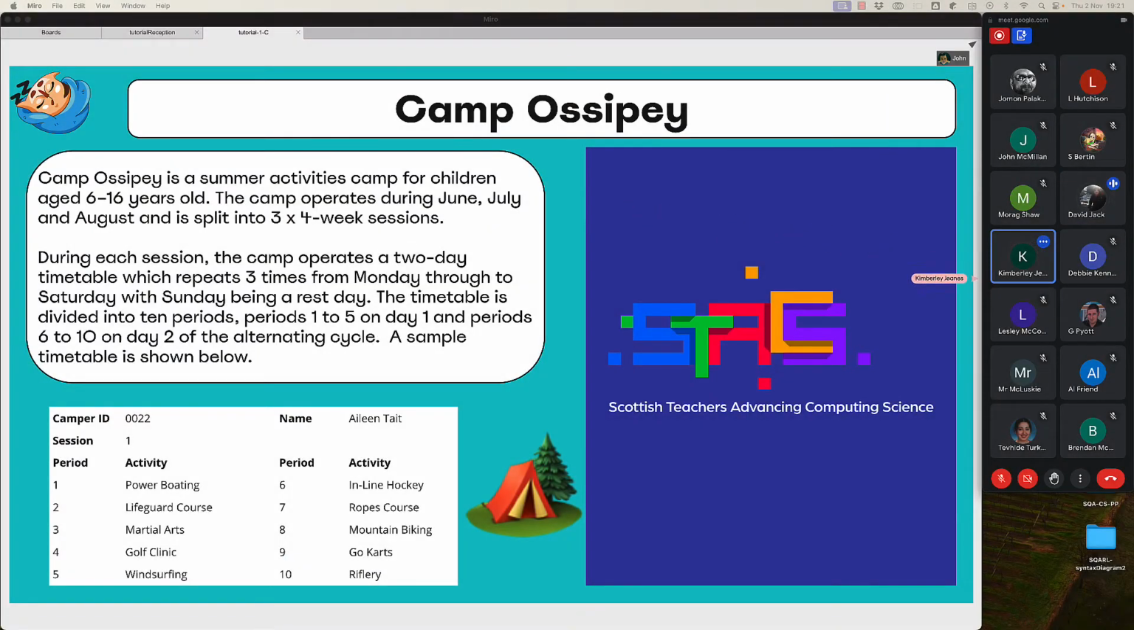Okay. Here we go. So this here is a higher task. Hopefully everybody in the Miro can read and see the information on there, but don't worry, I'll go over it. So let's start looking at the higher task. We're going to call it Camp Osprey.